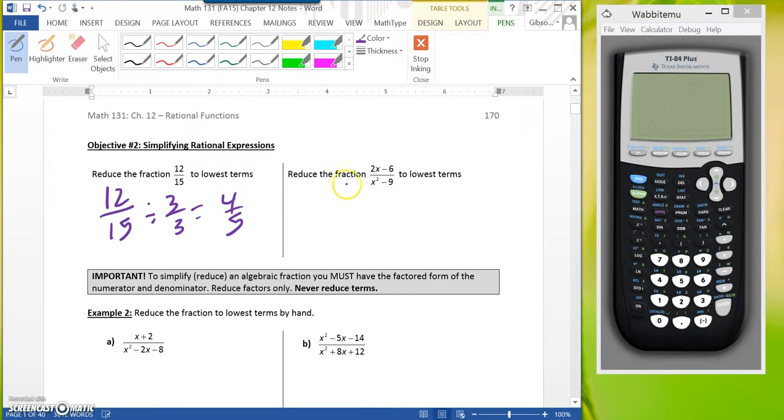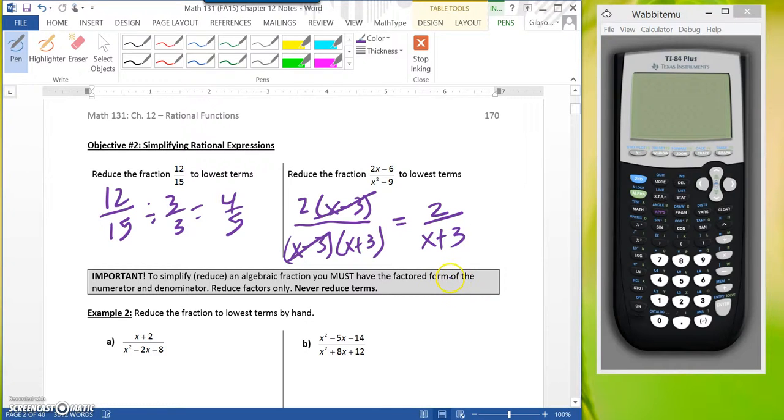Now we have this, reduce the fraction 2x minus 6 over x squared minus 9 to lowest terms. Now with this problem here, we can factor 2x minus 6. We can factor out a 2 and that will give us x minus 3. We know x squared minus 9 is the difference of two squares, which would give us x minus 3 and x plus 3. Now we know these x minus 3's would simplify out and we'll have 2 over x plus 3.